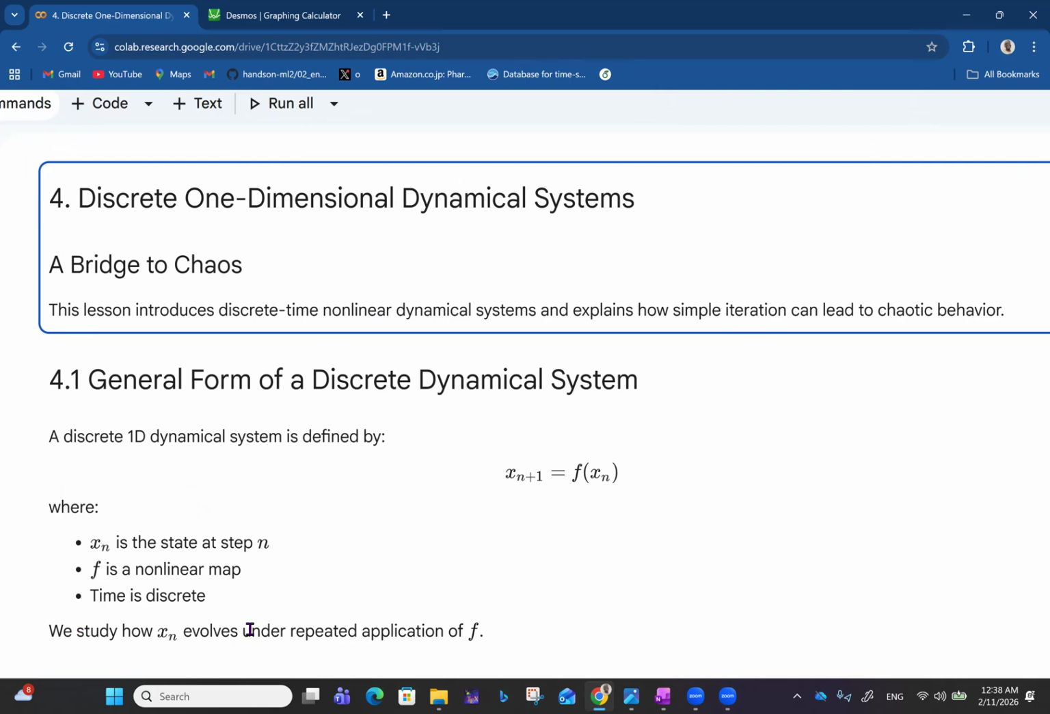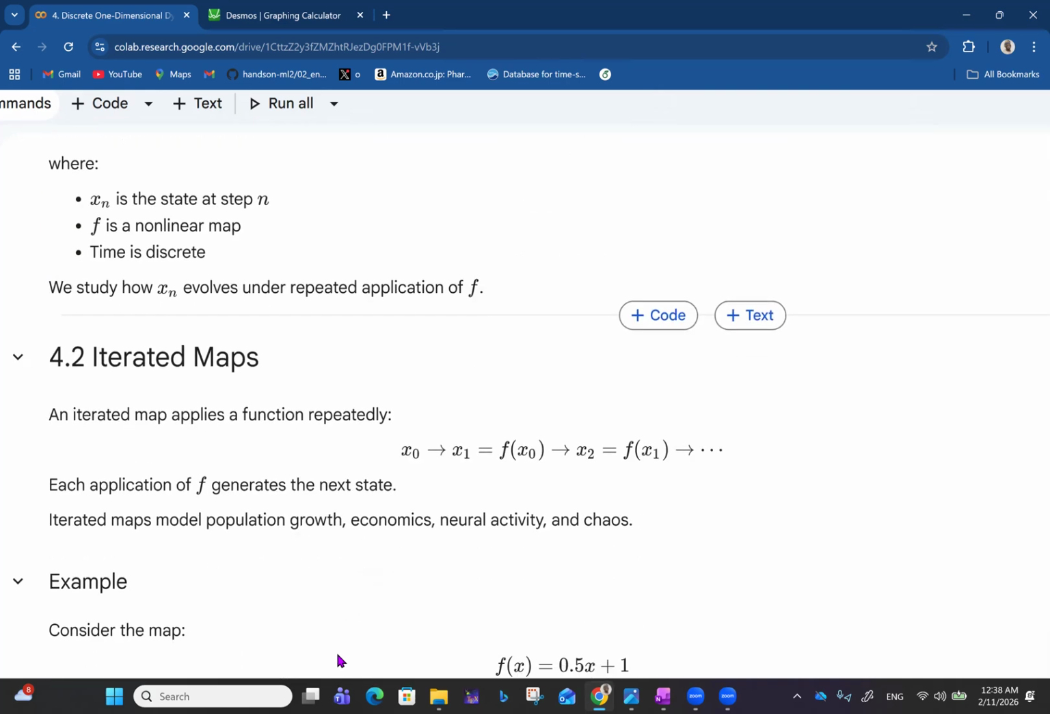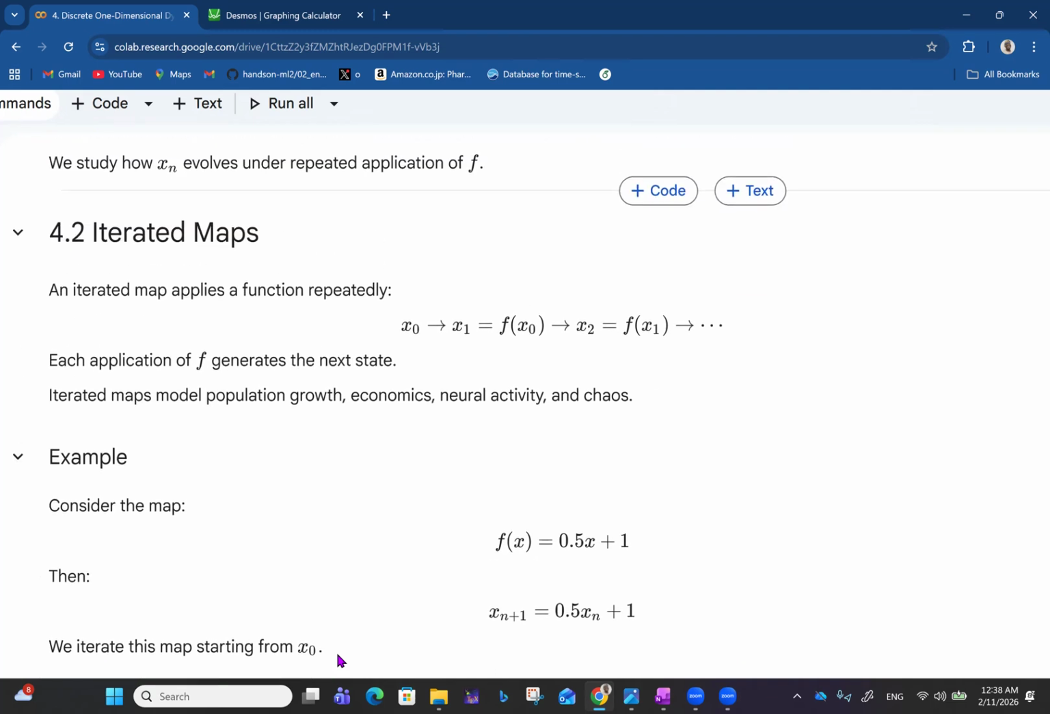So we study how x_n evolves under repeated application of f. As we continually apply f, we want to see how the system continues to evolve. And that is the whole essence of dynamical systems. They change, they evolve over time. So let's look at iterated maps now.